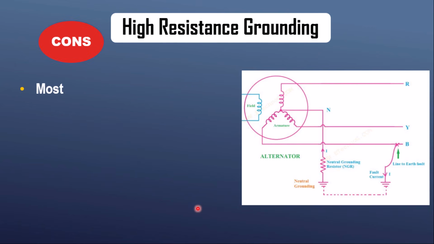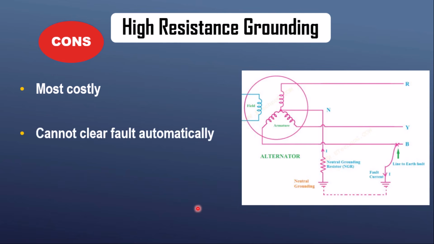So there are very few disadvantages associated with this type of technique. It is again costly since it involves a resistor, and the fault cannot be cleared automatically. It has to be located and cleared manually. So I hope you understand these four different types of grounding.